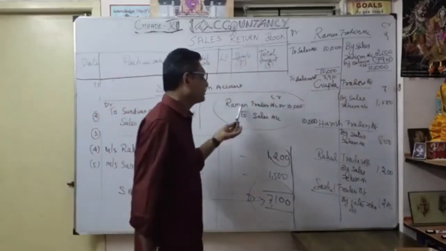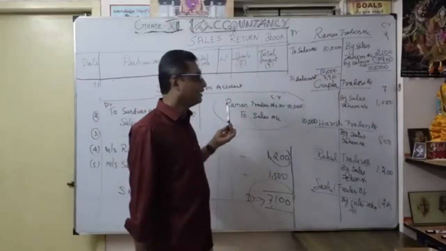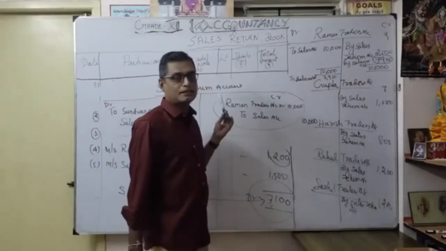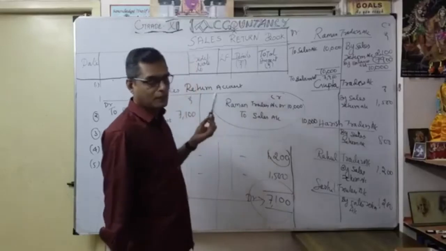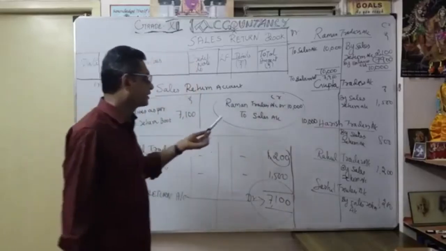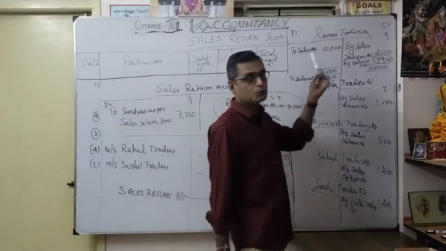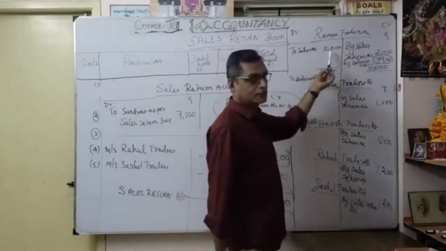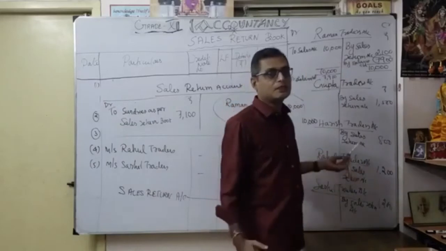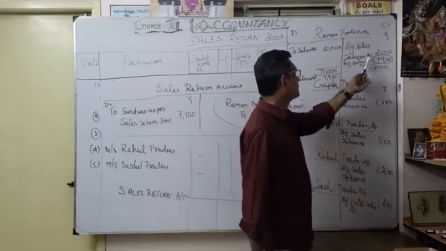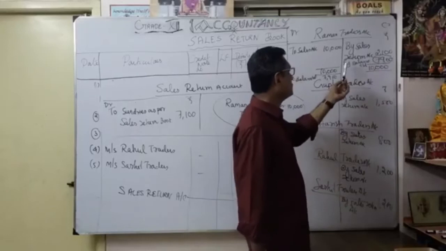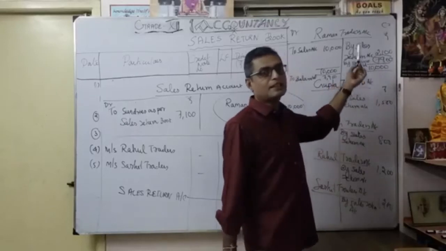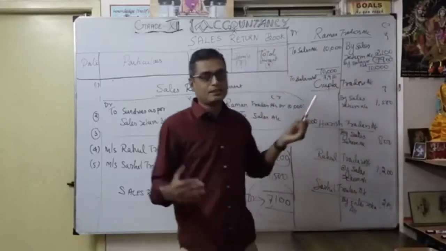Raman Traders comes under personal account, he is the receiver; sales comes under nominal account as an income. Correct? Debit all expenses and losses, credit all income and gains. So we are posting under Raman Traders account to sales account 10,000. Now for the sales return, by sales return account 2,100. Only then do you know the exact balance Raman Traders has to pay us.